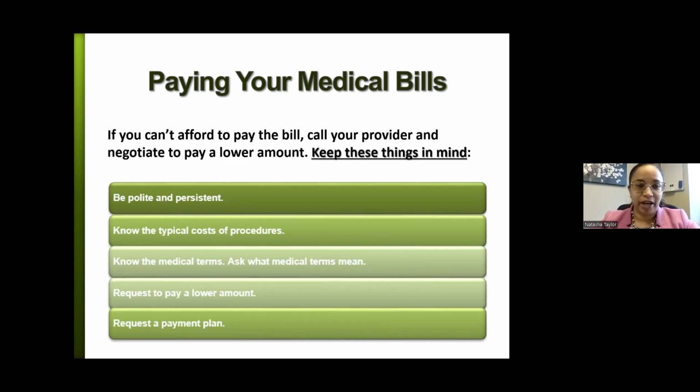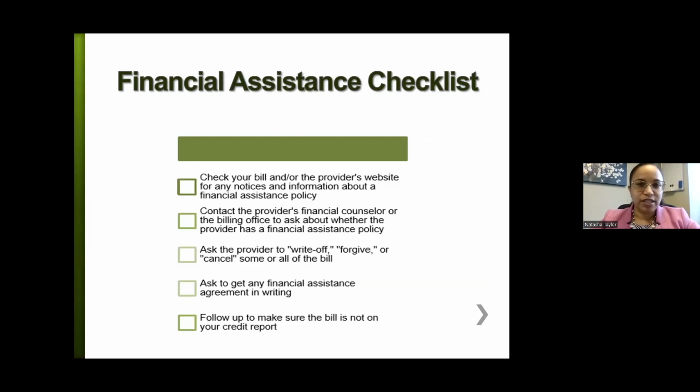You want to request to pay a lower amount, and if they can't lower the amount, or even if they can, you want to request a payment plan. So here's a financial assistance checklist for you. Check your bill and or the provider's website for any notices and any information about a financial assistance policy. Contact the provider's financial counselor or the billing office to ask about whether the provider has a financial assistance policy. And if they don't, you can always seek care at another provider that does.